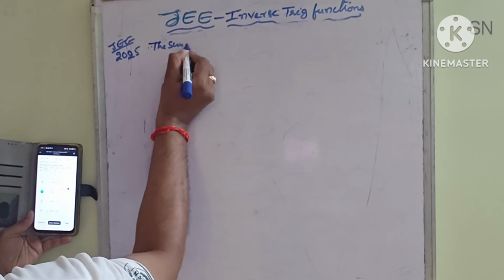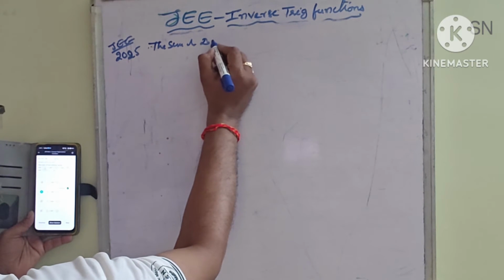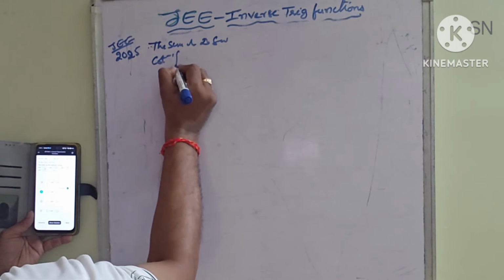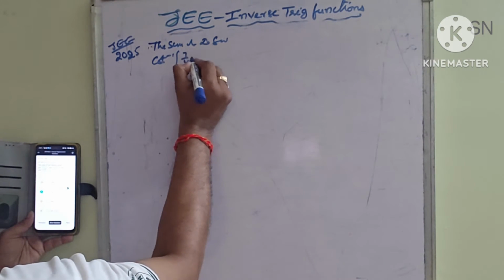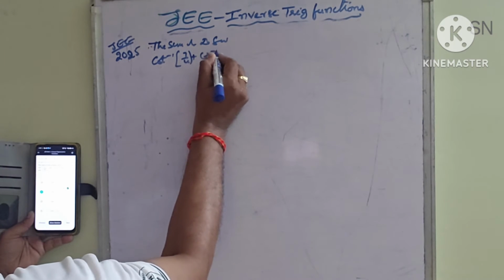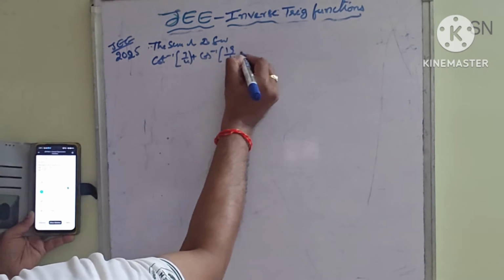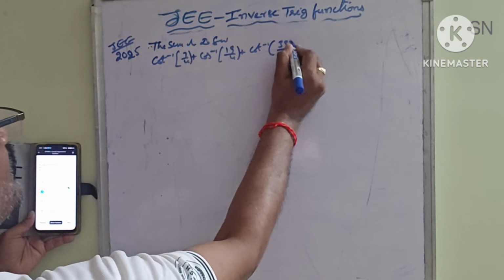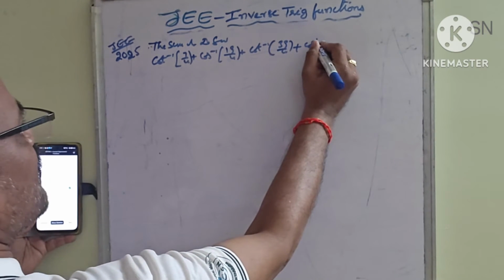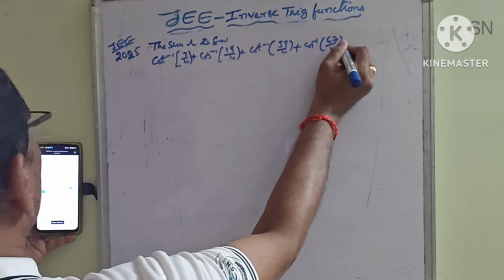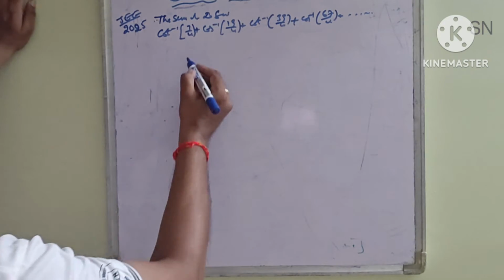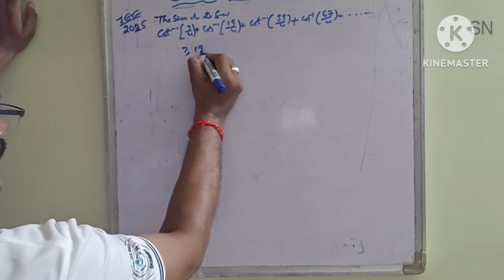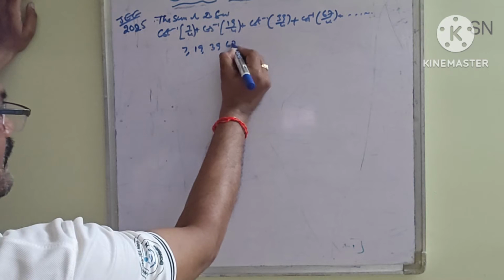Some 2025, one more problem. The sum of the infinite series of cot inverse of 7 by 4 plus cot inverse of 19 by 4 plus cot inverse of 39 by 4 plus cot inverse of 67 by 4 plus so on. Here by 4, by 4, by 4, same by 4. Now numerator 7, 19, 39, 67.